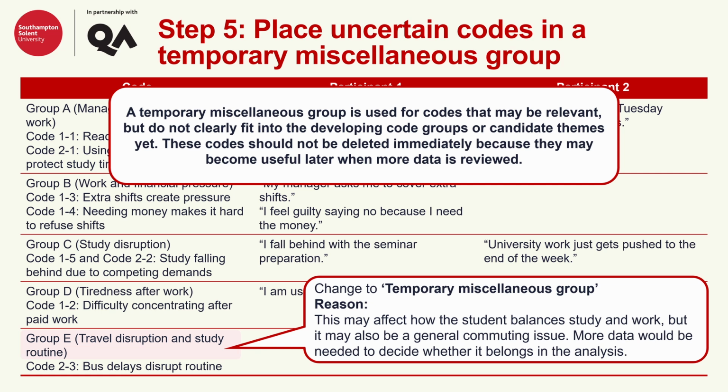Instead of forcing the code into another group or deleting it, we place it in a temporary miscellaneous group. This is a holding place, not a category for unimportant data. When we analyze additional participants, we may find more references to commuting, unreliable transport, or unpredictable schedules. If so, this code may contribute to a meaningful pattern. If no related evidence appears, it may remain outside the final themes.